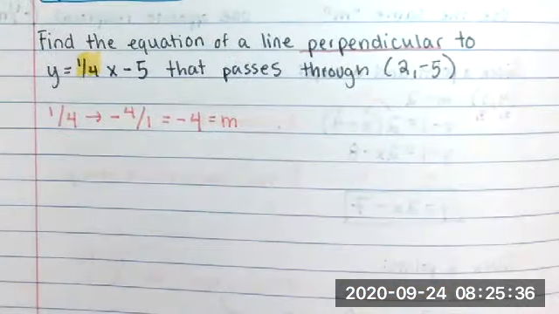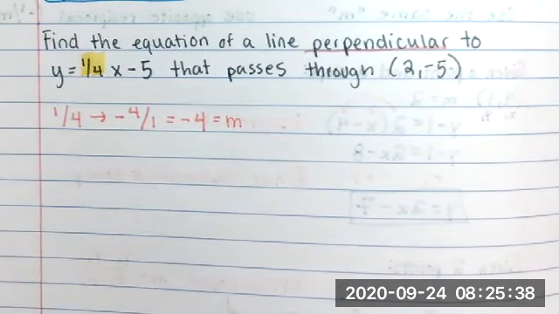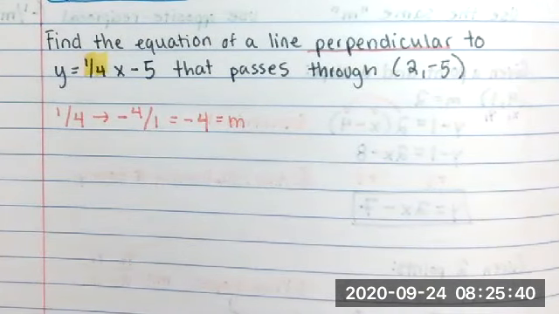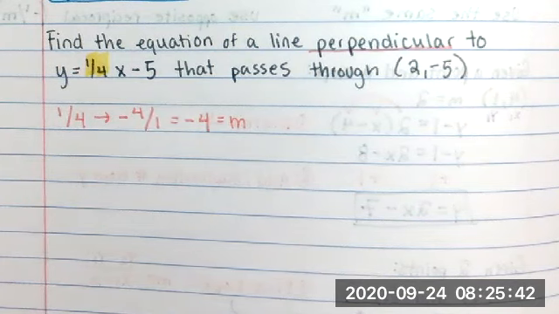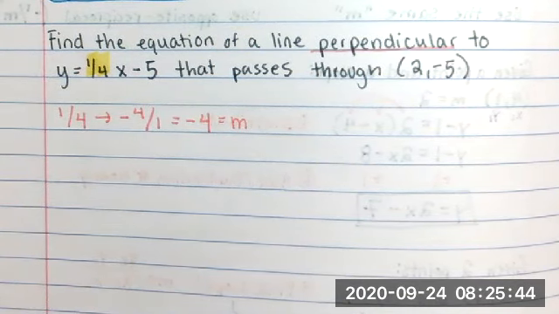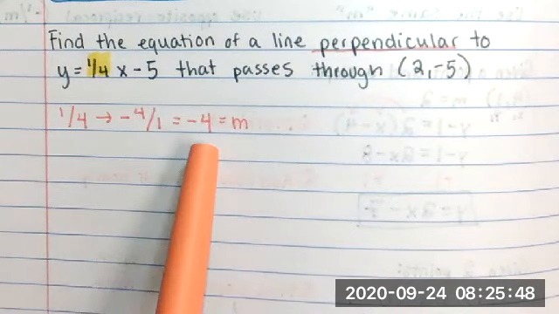You cannot forget that step. You cannot forget it. If you're writing the equation of a line perpendicular, you need the opposite reciprocal slope. So please do not forget this step. This is so important.